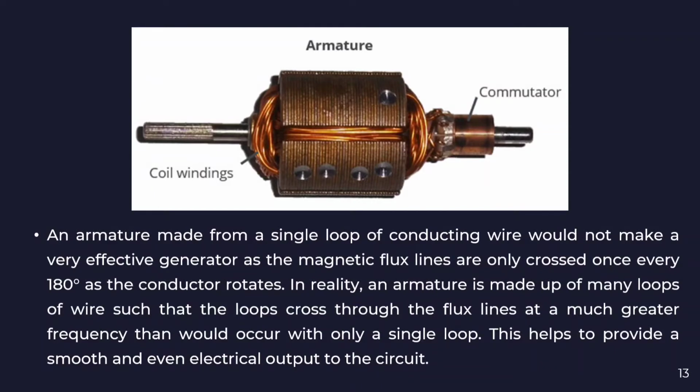An armature made up of a single loop of conducting wire would not make a very effective generator, as the magnetic flux lines are only crossed once every 180 degrees as the conductor rotates. In reality, an armature is made up of many loops of wire such that the loops cross through the flux lines at much greater frequency than it would occur with only a single loop. This helps to provide a smooth and even electrical output to the circuit.